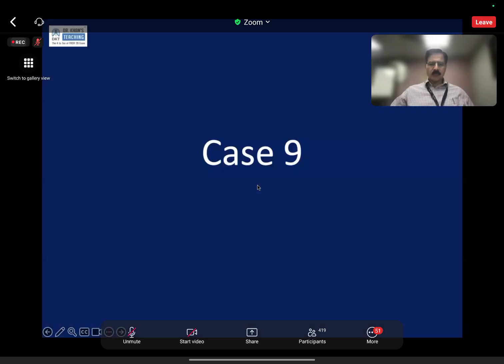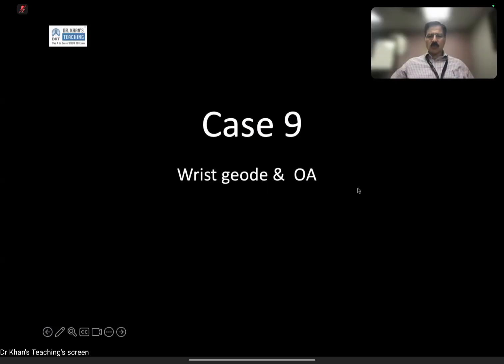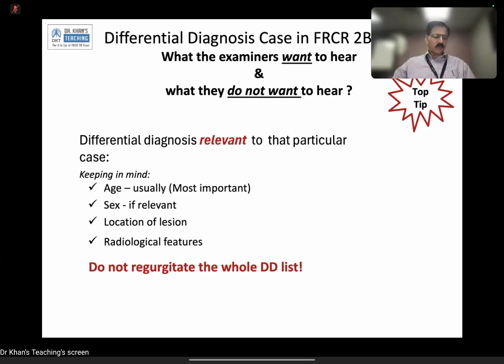Now, this is a case for differential diagnosis. And this is a wrist geode with OA. This is one of the most important pieces of advice for your exam in a differential diagnosis case. A very easy case can become a very difficult case. The key thing is that you should have clear-cut concepts about the differential diagnosis. You should know the list.